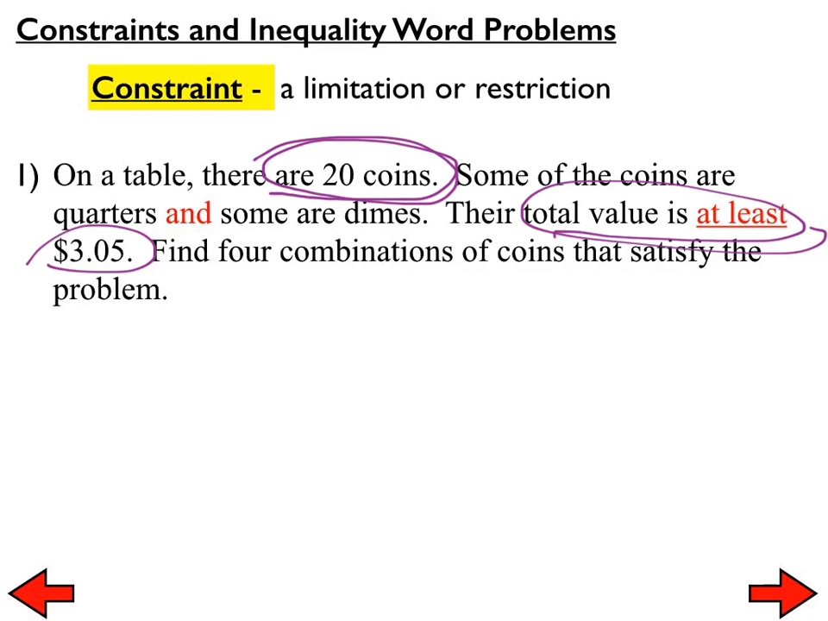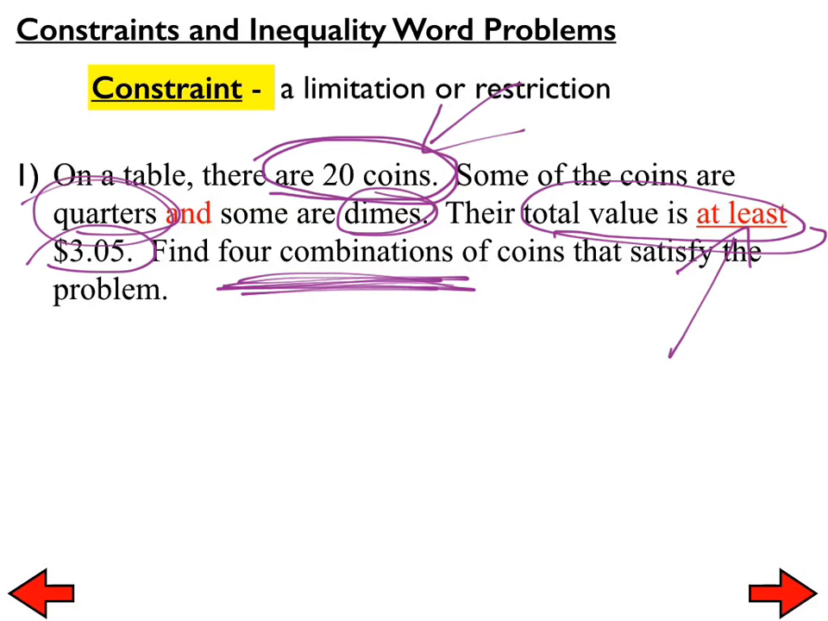So here's what I want you to do. I don't want you to try and set up a system of inequalities. I just want you to do some guessing and checking, and I want you to find 4 combinations of coins that satisfy this. So 4 combinations of coins where we have 20 coins and where the total value is at least $3.05. And I guess the other thing is we need to make sure that we're only using quarters and dimes. So I'm going to give you a couple of minutes to come up with 4 combinations of coins that satisfy this problem.